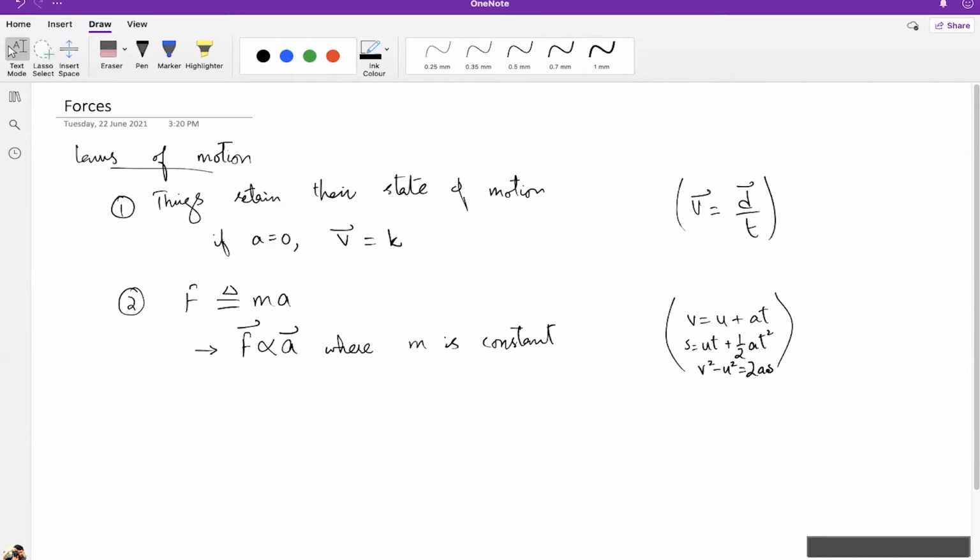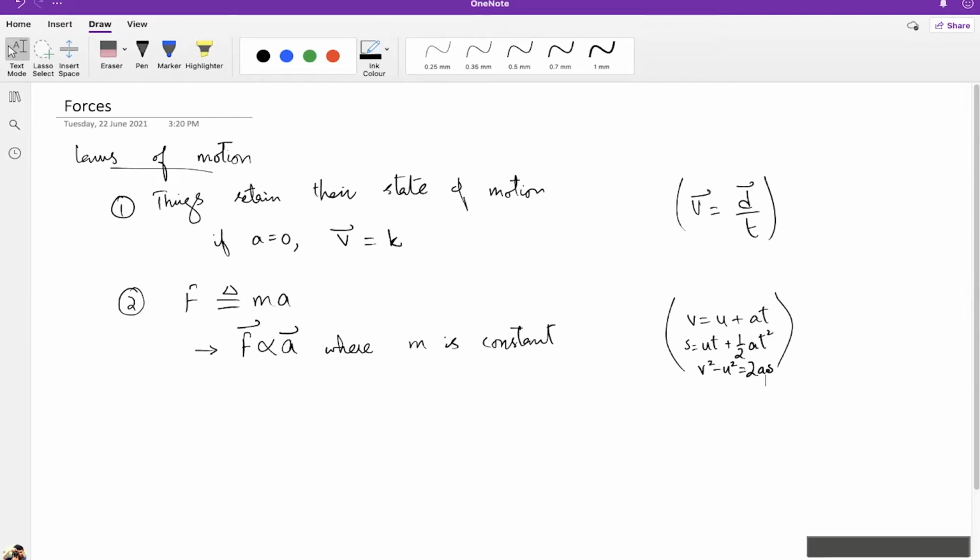Similarly, when things fall, they're falling because of their weight, and that weight is a force. So they keep on accelerating. The speed keeps on increasing. It's not that they're moving with constant velocity, and that is because the earth is pulling on them and they fall with a rapid acceleration.